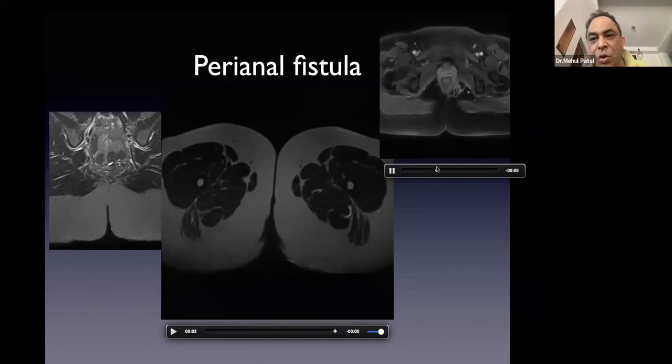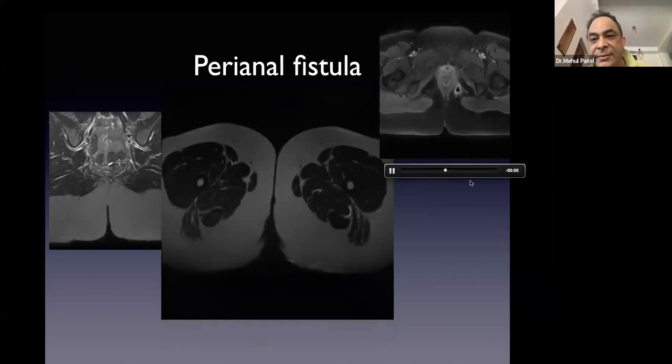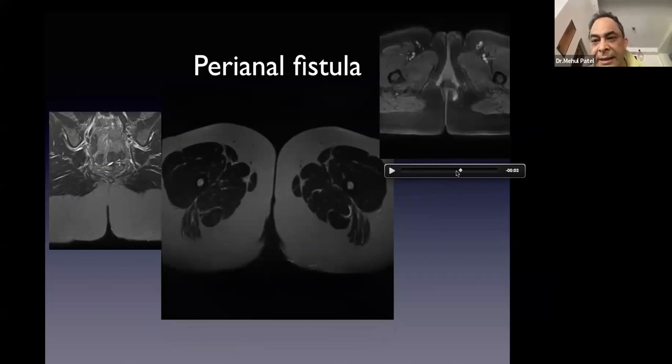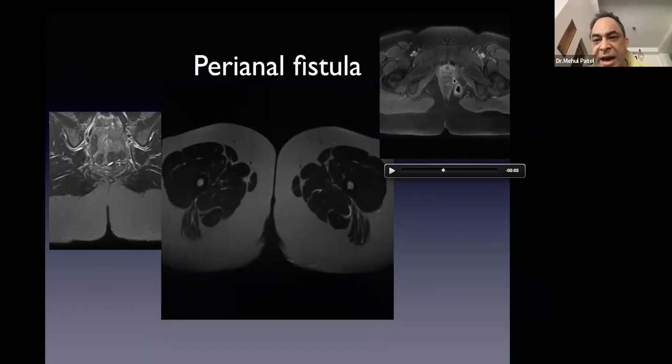So there is absolutely no internal opening that I can identify. So I think it is going up. I'll show you in a second. I think it is going up and opening just at the junction of the rectum and the anal canal. So this is an extrasphincteric fistula. But I guess you've had an idea about the internal and external sphincter and the relationships of the various tracts.